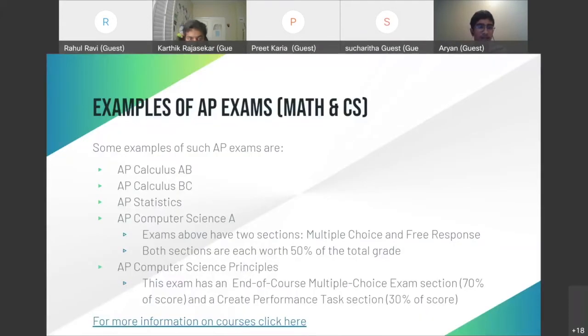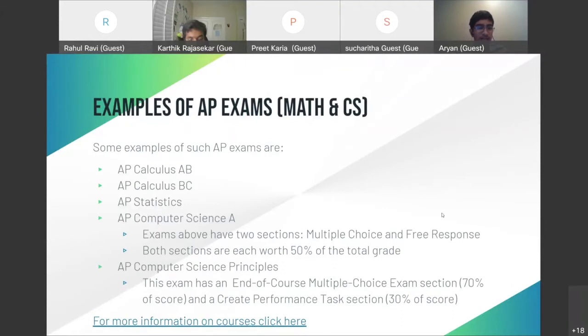Okay, so here are some examples of AP exams. I'm going to talk about the math and CS ones. The first one is AP Calculus AB. It's a college level calculus class. Of course, the next one is AP Calculus BC. That's also a college level calculus course. However, AP Calculus BC covers a bit more content than AP Calculus AB. AP Calculus AB is more, I guess, theoretical, and AP Calculus BC is more experimental, application based.